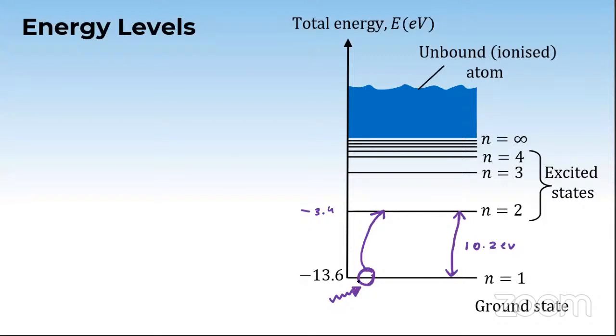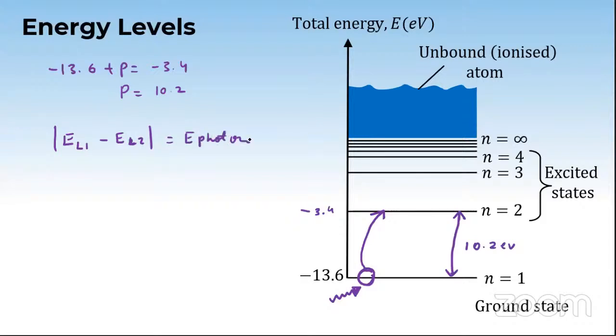Because you can use the conservation of energy. Initially minus 13.6 plus photon is equal to minus 3.4. Therefore what will the energy of the photon be? Minus 3.4 plus 13.6, it becomes 10.2. So the energy of the photon which is going to be absorbed is equal to the energy gap. Therefore the modulus of the energy of level 1 minus the energy of level 2 will be equal to the energy of the photon. This is the general formula. The energy of the photon which is coming out or being absorbed, in both emission and absorption, will be equal to the energy gap difference.